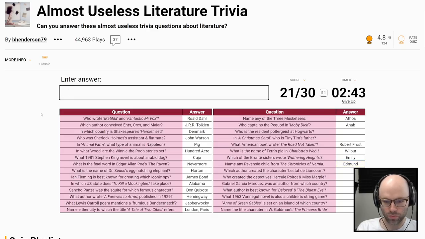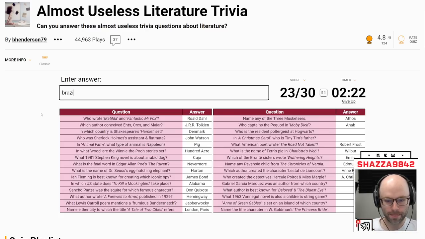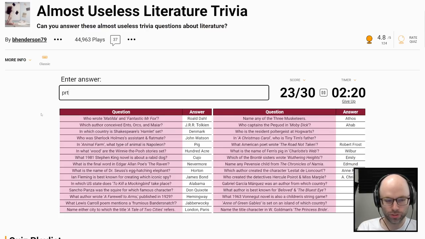Lucy. What author created the character Lestat de Liancourt? That's Anne Rice. Who created Poirot and Miss Marple? Agatha Christie. Gabriel Garcia Marquez is an author from what country? Mexico. Argentina. Bolivia. Peru. Chile. Brazil. Spain. Portugal. Venezuela. America. United States of America. USA. Canada. They're from, let's go. They're from Uruguay. They're from Paraguay. They are from Colombia.